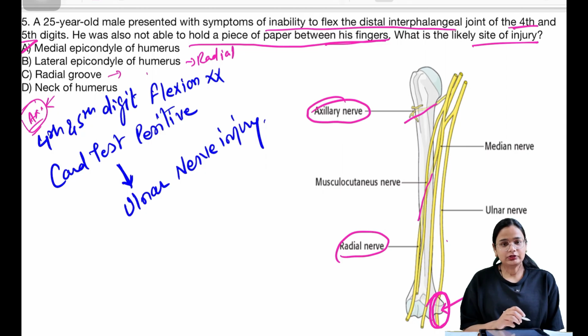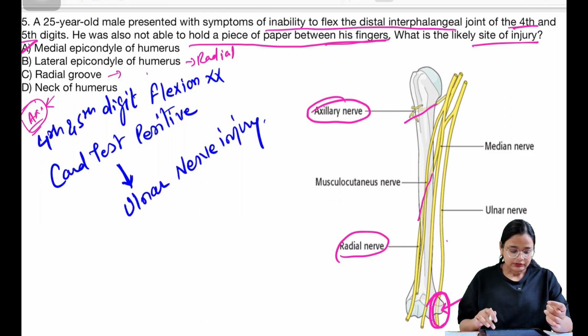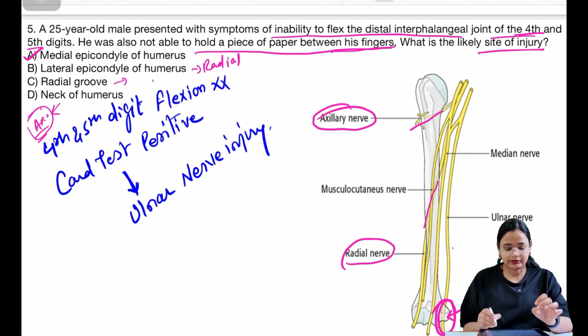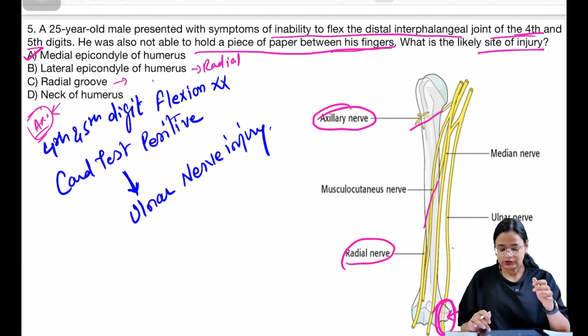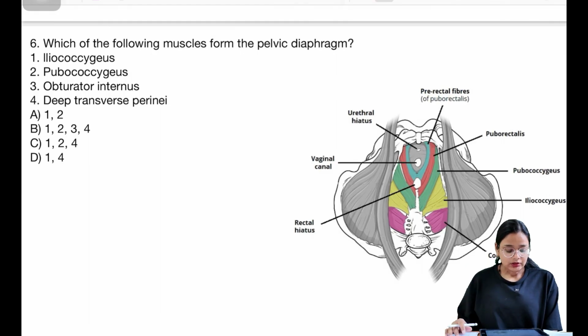If radial nerve is injured, then wrist drop and finger drop, all those will be the symptoms. But here we have seen only 4th and 5th digit is affected, means specific area, means the ulnar nerve is injured. Next question is, which of the following muscle form the pelvic diaphragm?